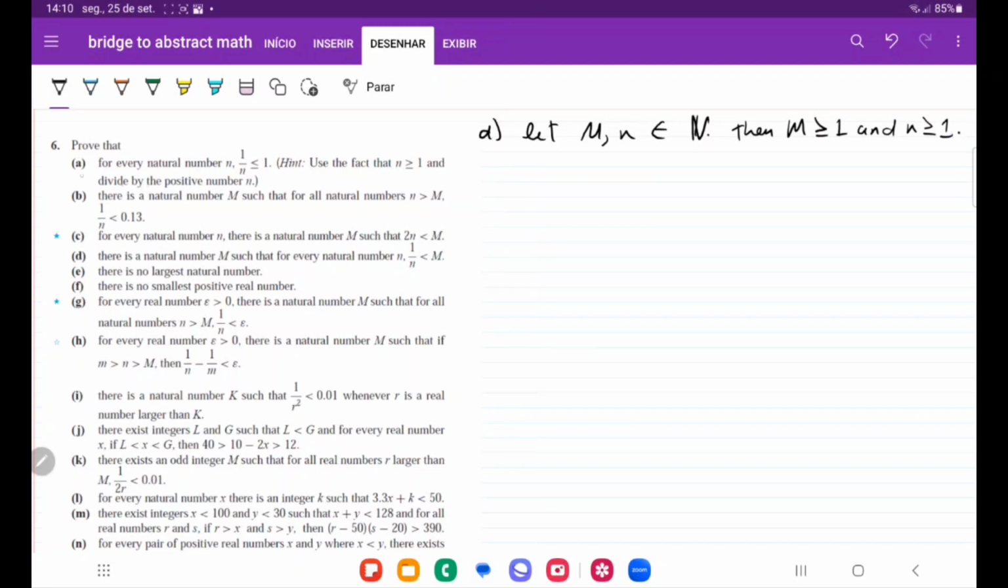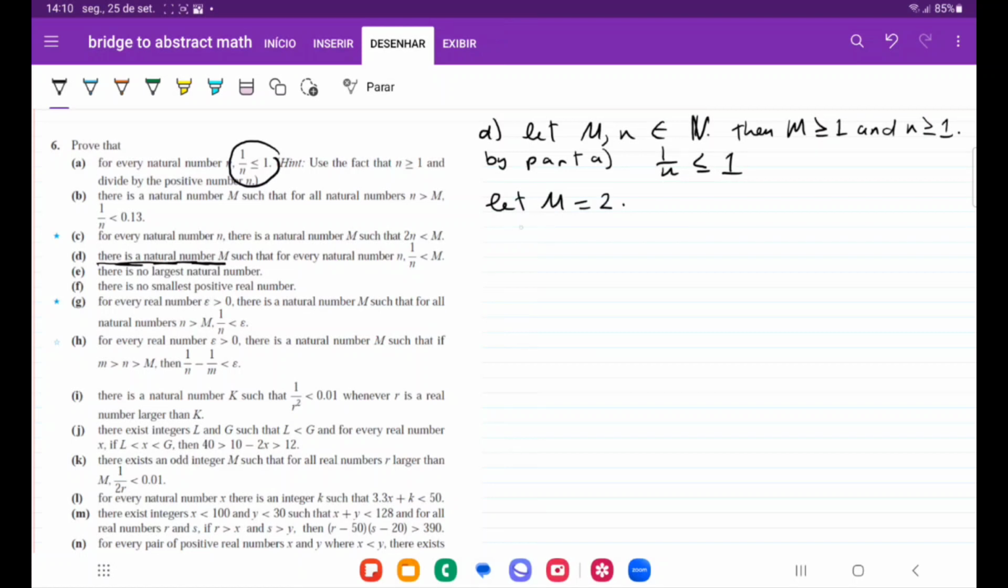We have shown in part A that this is true for a natural number n, so we're going to use that. By part A, we have that 1 over n is less than or equal to 1. What we have to do for D is show that there exists a natural number m such that for every natural number n, 1 over n is less than m. So we're going to produce that natural number by showing that it belongs to the universe. Let m be equal to 2, which we can do because 2 is indeed a natural number.